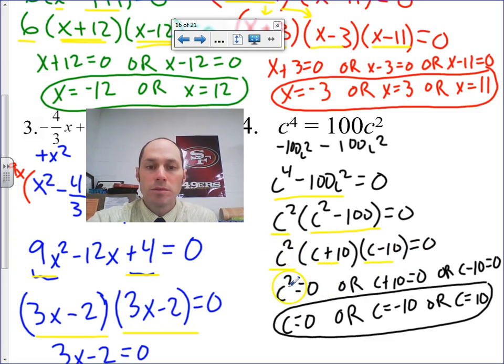So now this is a double term, c squared equals 0. I could have broken that down into c times c if I wanted. But either way, the only thing that when I square it equals 0 is 0. And then c plus 10 is 0, so c is negative 10 or c is positive 10.